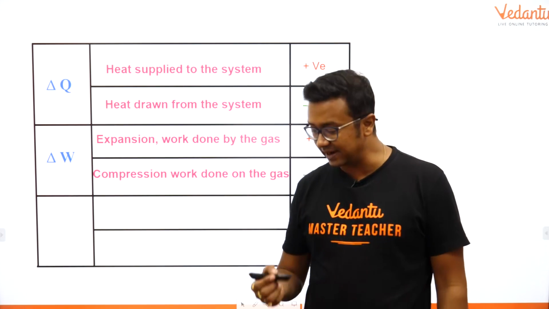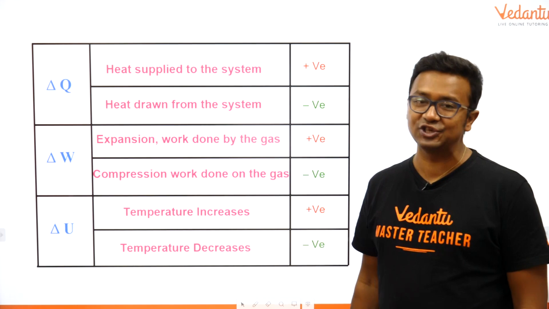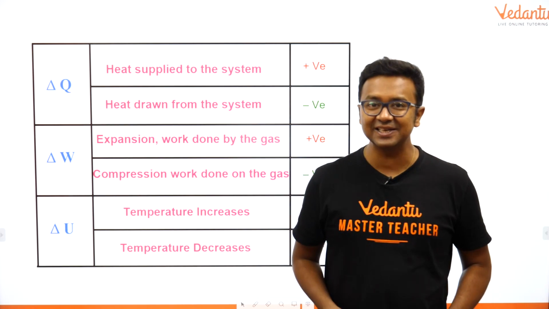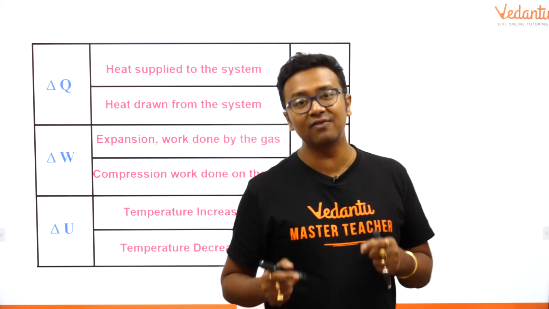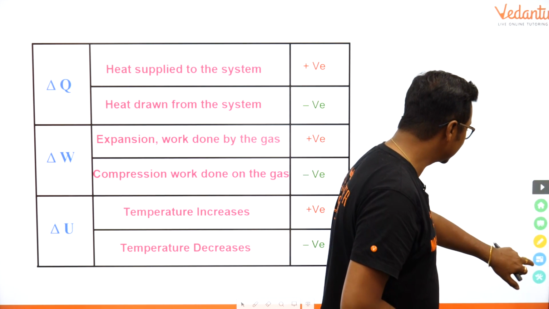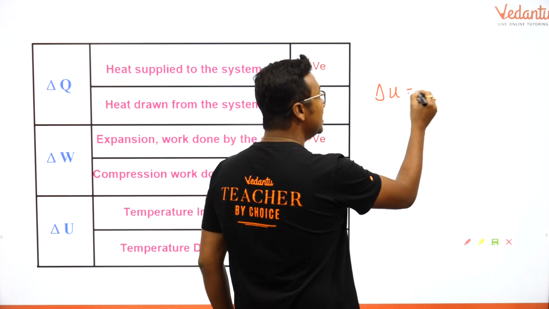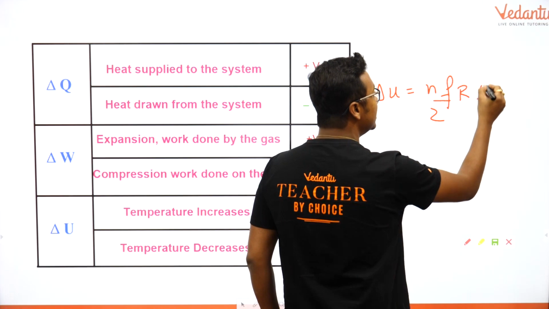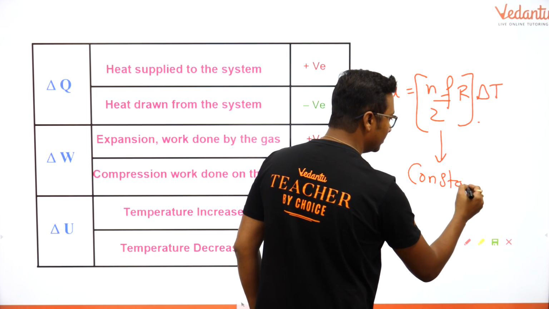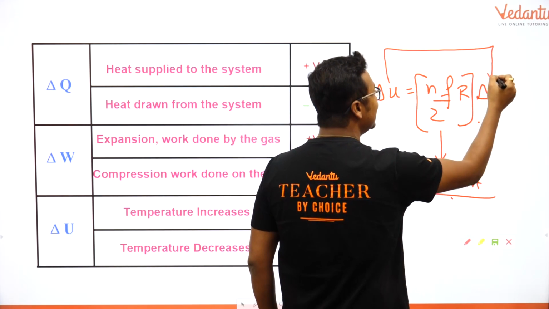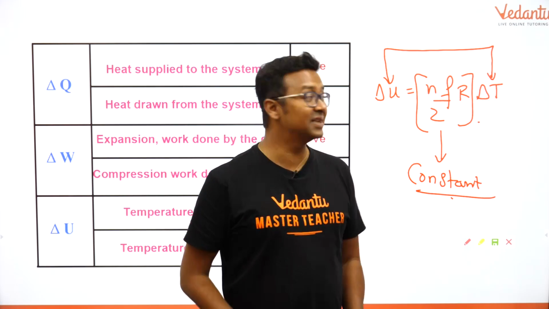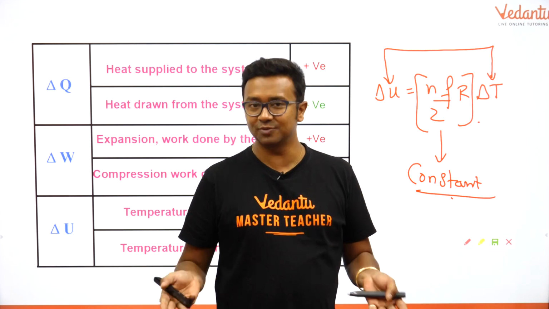And the third thing we look at here is the internal energy change. Temperature increases, internal energy change is positive. Temperature decreases, internal energy change is negative. In kinetic theory of gases, my dear students, you must have seen a relation between internal energy and change in temperature, which is important: delta U is equal to nf by 2 R into delta T. This part here is constant for a given gas. So in a way, your delta U is directly linked to delta T. Temperature increases, delta T is positive, delta U becomes positive. Temperature decreases, delta T is negative, then delta U automatically becomes negative.